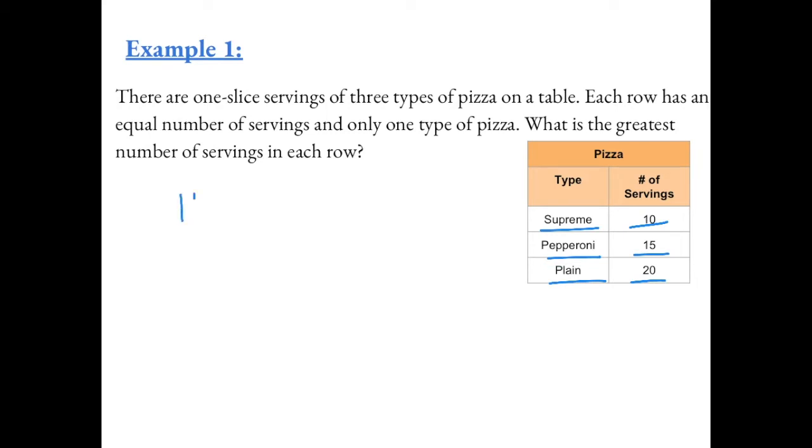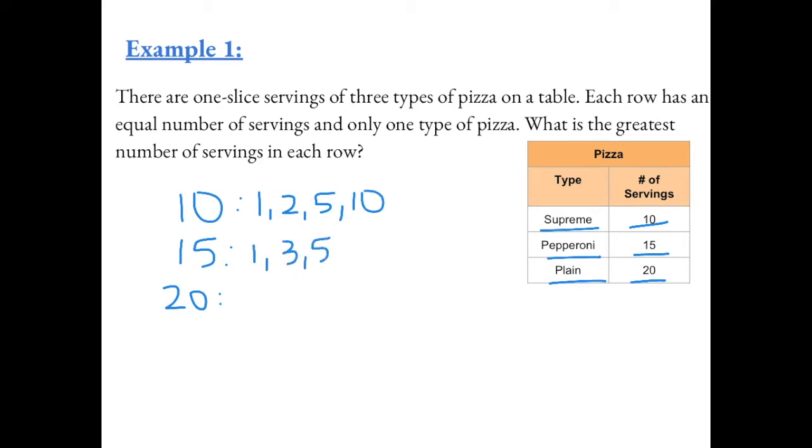So we have 10, 15, and 20. We can make a list of factors of each one to find the greatest common factor. Factors are numbers that each number can be divided by. For example, factors of 10 would be 1, 2, 5, and 10. Factors of 15 would be 1, 3, 5, and 15. Factors of 20 would be 1, 2, 4, 5, 10, and 20.